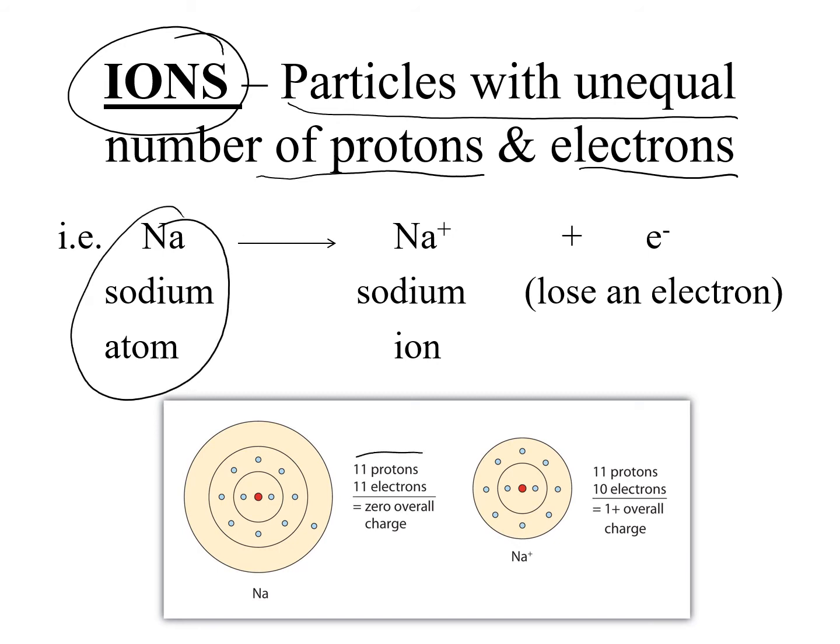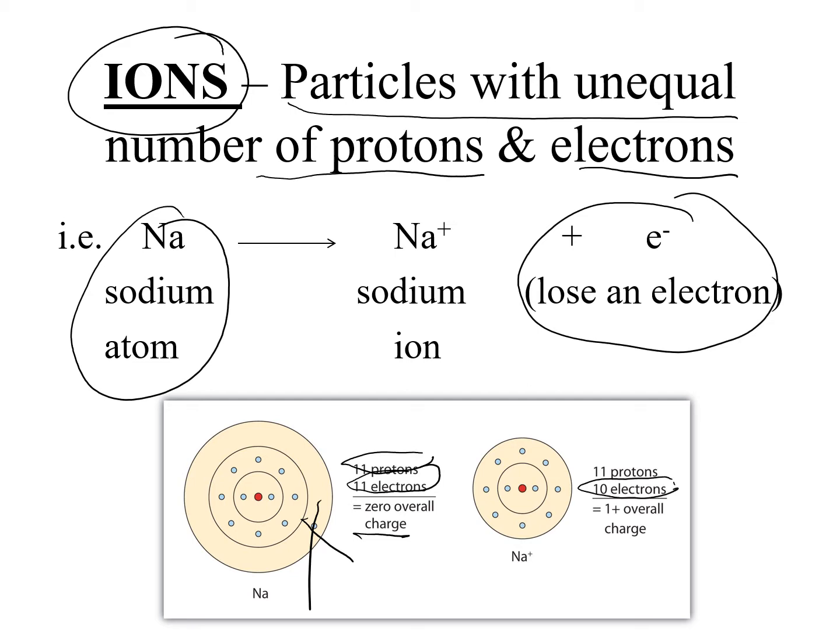Sodium has 11 protons and 11 electrons. So protons and electrons are equal to each other, so we have a neutral atom. If sodium loses an electron, we now only have 10 electrons and 11 protons, so we have one more proton than electrons, and our protons have a +1 charge and the electrons are negative. So we end up with this +1 overall charge and we form a sodium ion.